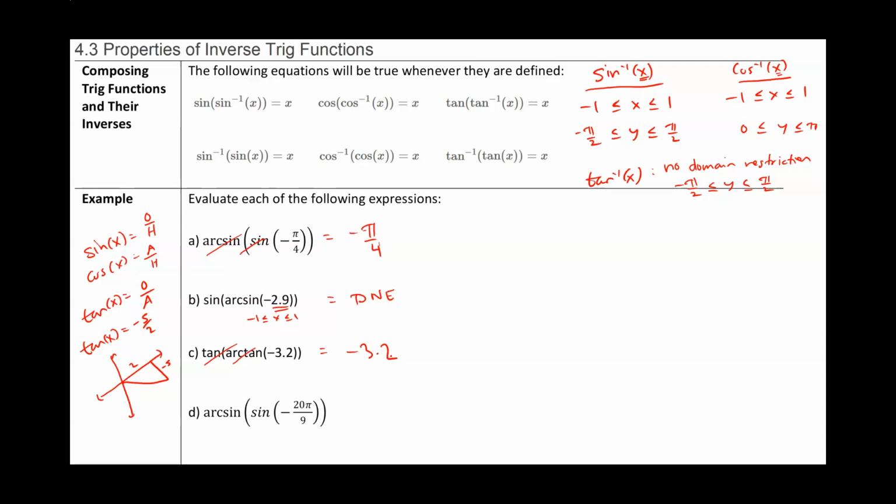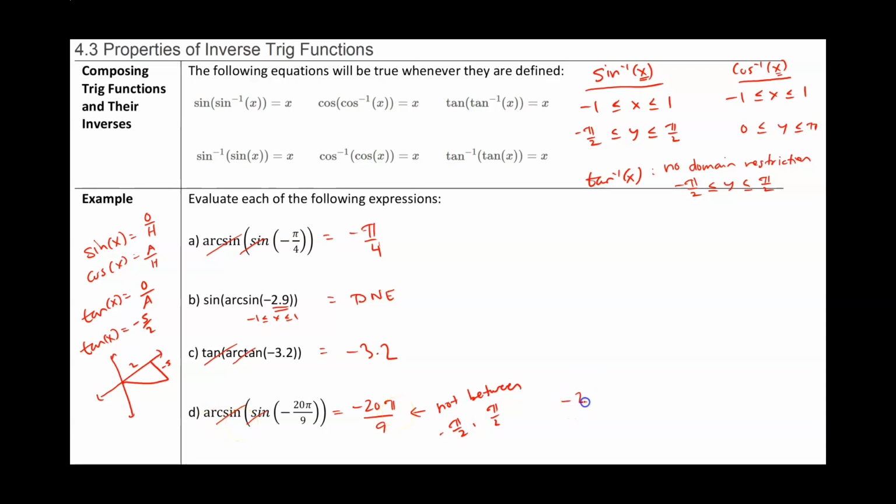Now lastly, let's take a look at arc sine of sine of -20 pi over 9. So here we get -20 pi over 9 as the output. However, the output is restricted between -pi over 2 and pi over 2. So this is not between -pi over 2 and pi over 2. So this cannot be a valid output for arc sine.